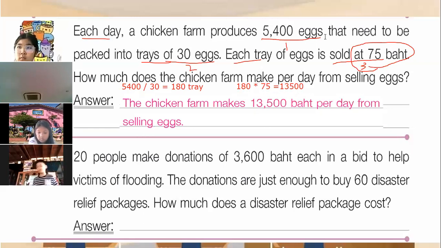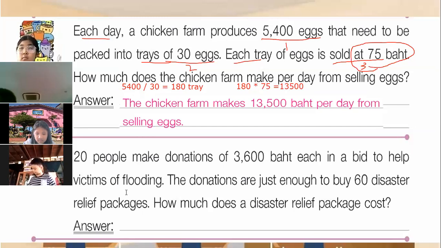Okay, students, now do you understand? It's very simple. First of all, all of the eggs divided by the tray size. So 5,400 divided by 30 is equal to 180 trays. Okay, and one tray costs 75 baht. So that means 180 multiplied by 75 is equal to 13,500. Okay, now question number two.